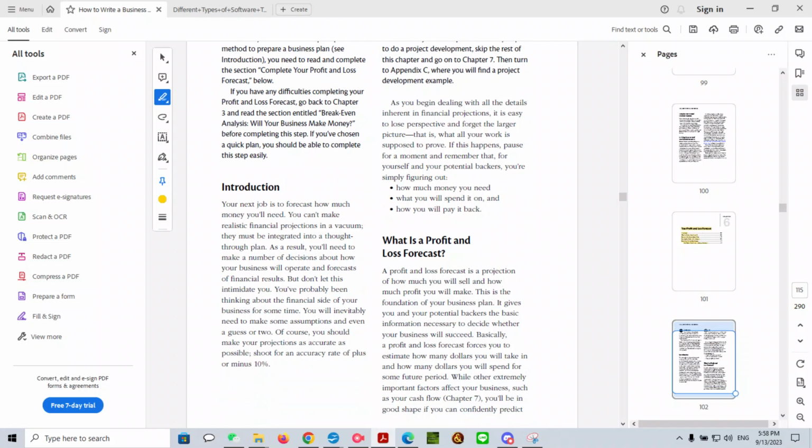Now, in terms of the introduction of this chapter, understand that your next job is to forecast how much money you'll need. You can't make realistic financial projections in a vacuum. They must be integrated into a thought-through plan. As a result, you'll need to make a number of decisions about how your business will operate and forecast the financial results. You need to be able to have some indication of whether it is more likely to succeed in terms of profit, or more likely to fail in terms of taking losses.